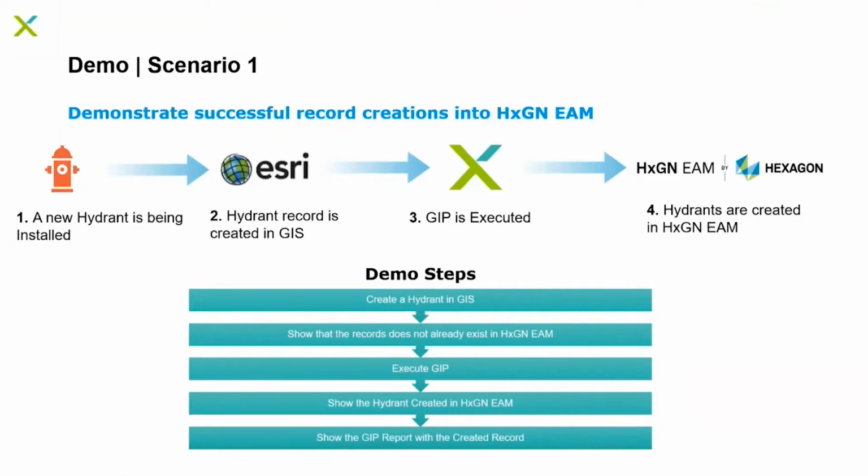So our goal of this is we'll create this hydrant in GIS, execute the integration platform, and then see that record created in the Hexagon EAM system. So the goal here is to see that data flow happen from that beginning life cycle all the way to Hexagon. So that's the first scenario we're going to go through.